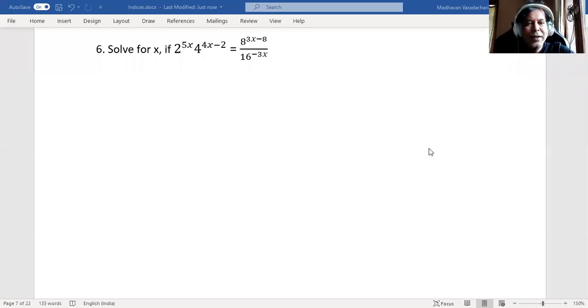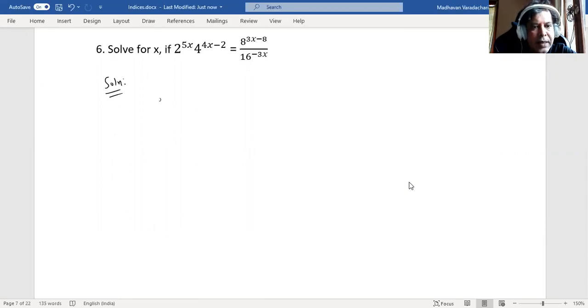Hello everyone. In continuation to various numerical problems, what we are doing in indices, the next is question number 6. Solve for x if 2 to the power of 5x multiplied by 4 to the power of 4x minus 2 is equal to 8 to the power of 3x minus 8 divided by 16 to the power of minus 3x. So we need to solve it for x.